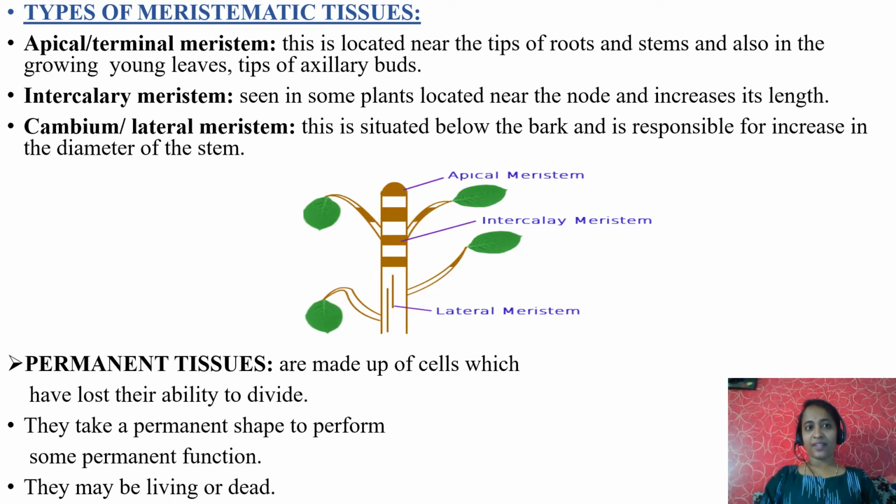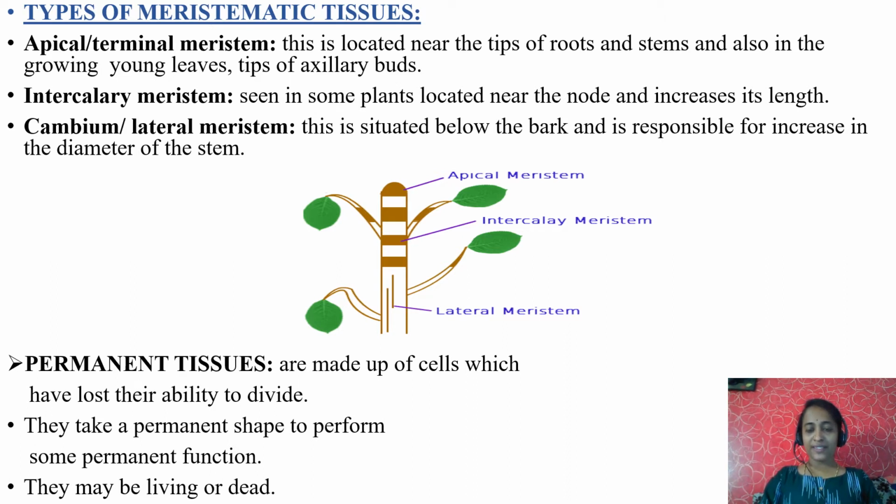The first one is always present at the tips: root tip, shoot tip, and also tips of axillary buds and young leaves. Next, intercalary meristem. They are seen in some plants, located near the node, and increase its length. What is meant by node? I will give you one example for node. Node is a place where a branch or any modification arises. Say for example, internode.